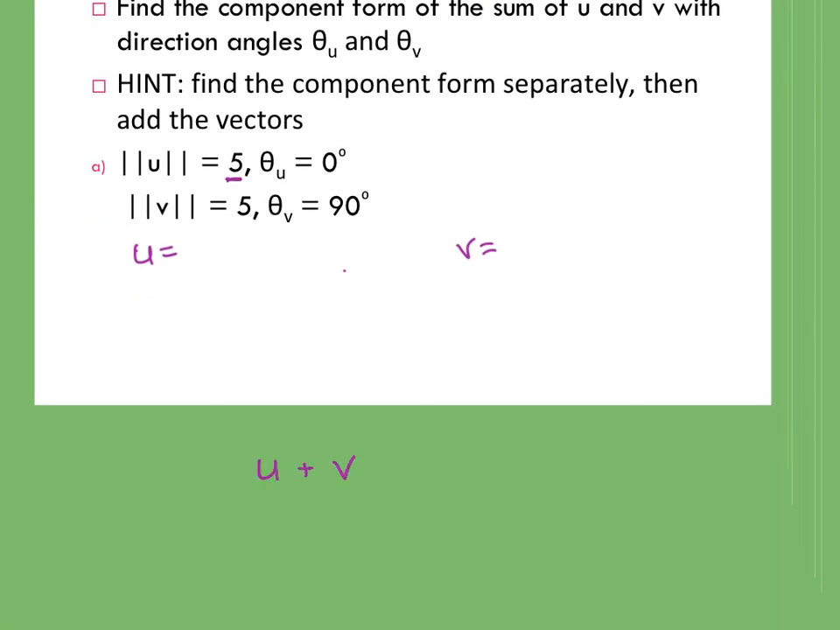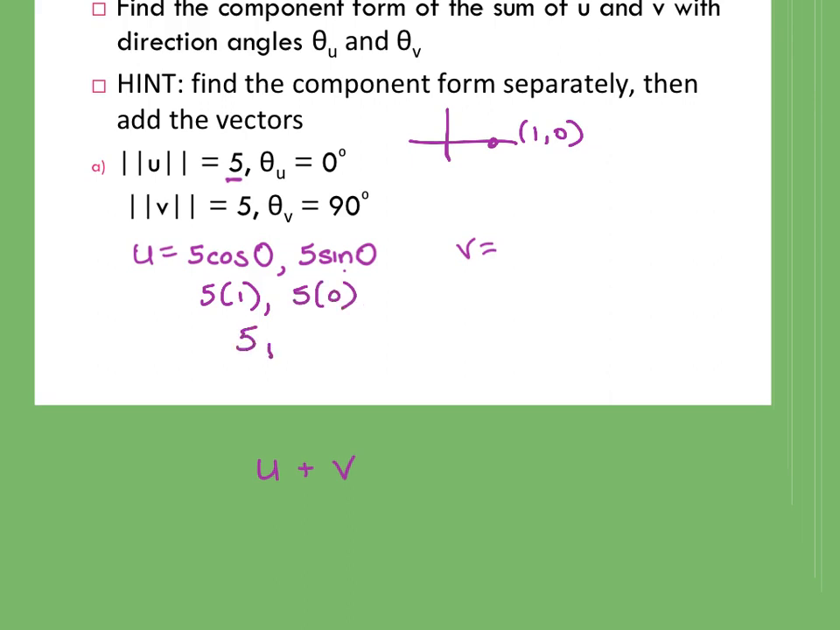So here's my magnitude. Magnitude times the cosine of theta, which is 0. Magnitude times the sine of theta, which is 0. And at 0, again, hopefully you remember that coordinate point is 1, 0. So the cosine is 1, the sine is 0, and my component form of the first one, which is u, is 5, 0. Which should make sense. If I make 0 degrees and I go out 5, that point should be 5, 0.